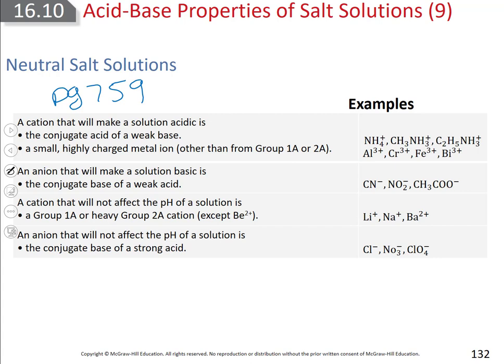So if you have a cation that is the conjugate acid of a weak base, for example, ammonium, or a small highly charged metal ion other than group 1A or 2A, something like aluminum, chromium, iron, bismuth. These are small ions. They don't form strong bases, but they can accept a hydrogen. So they are technically weak bases.